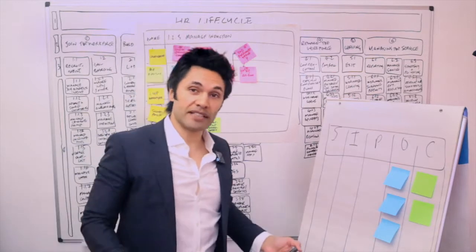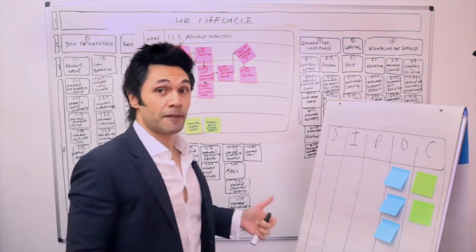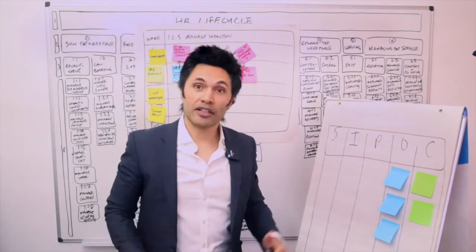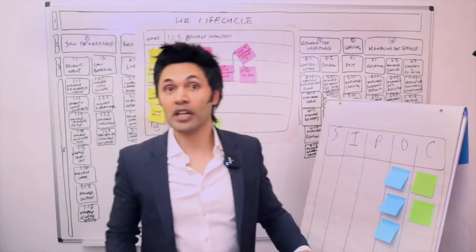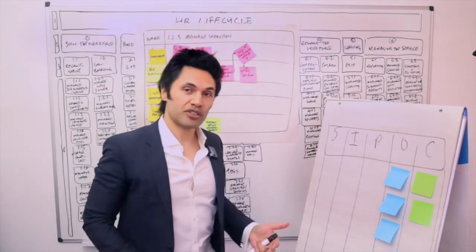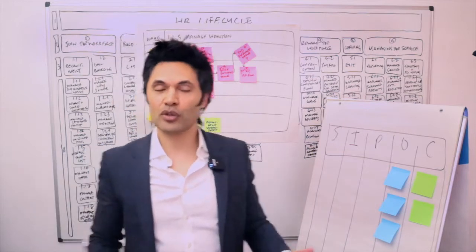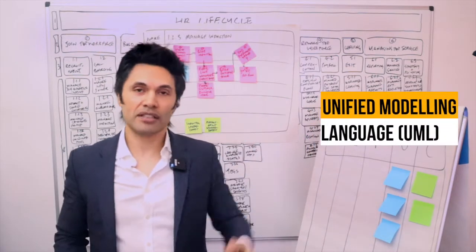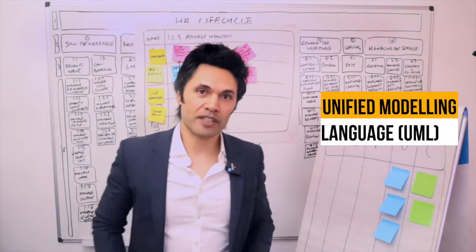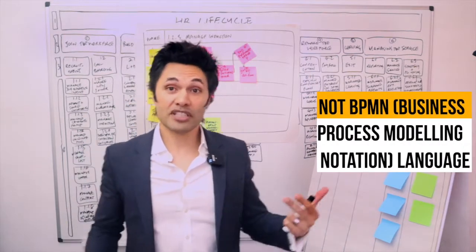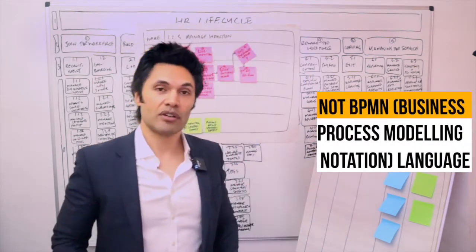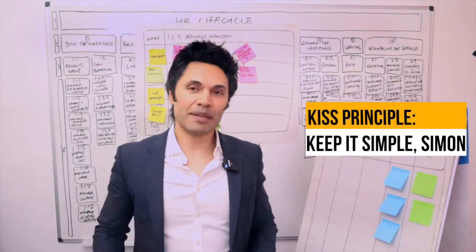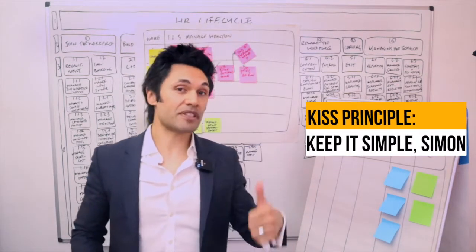Now what I do next is I take a photo of this process and of all the processes. I type it up after the meeting and call and I send it out for review. Now you'll see this is simple modeling language, also called UML, Unified Modeling Language. This is not BPMN or Business Process Modeling Notation language. Remember our KISS principle. Keep it simple, Simon. We want to keep it simple.